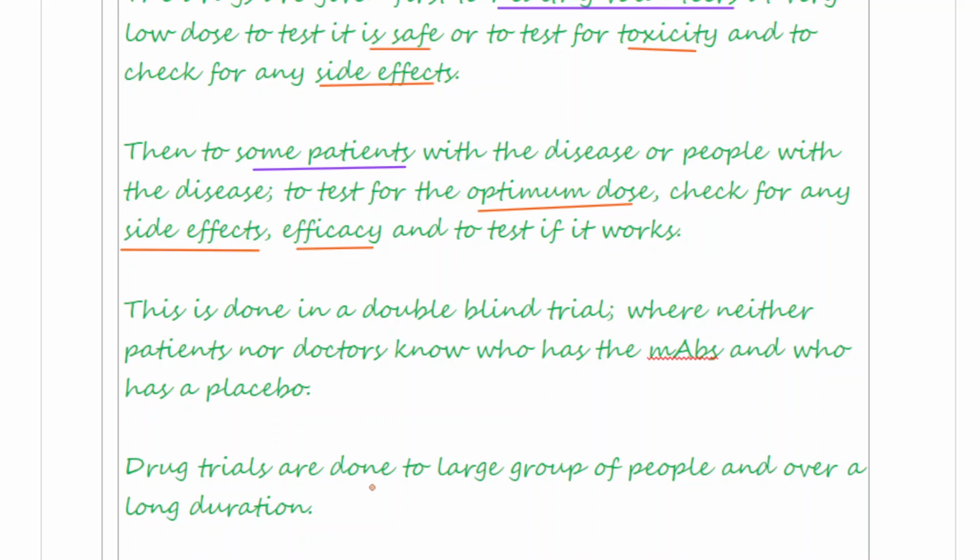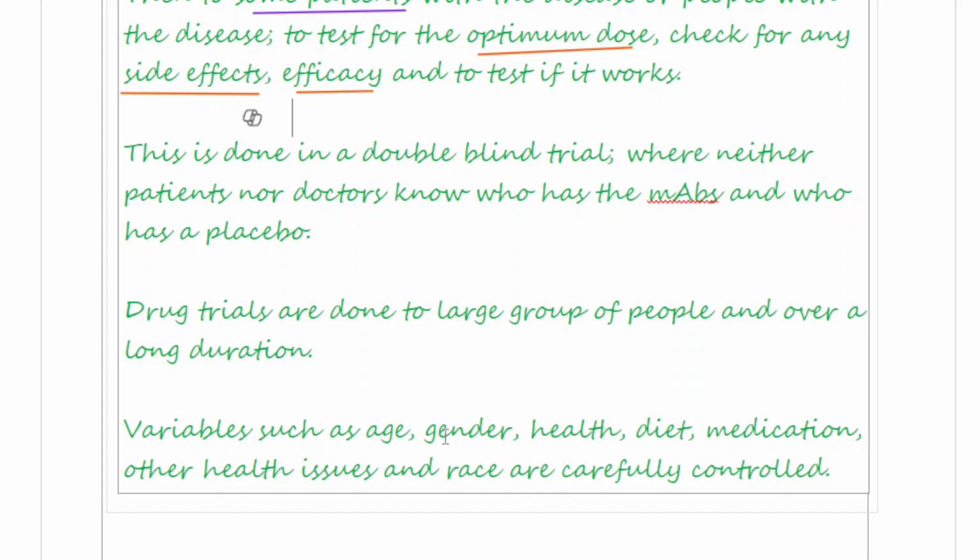Now, the drug trials are run on large groups of people and over a long duration as well. So, they usually don't rush it. Drug testing usually takes, for it to come to market, nearly 10 years. So that's a long time for a drug to be developed. Now, variables such as age, gender, health, diet, medication, other health issues, and race are carefully monitored as well.